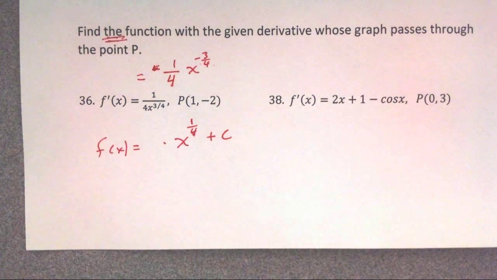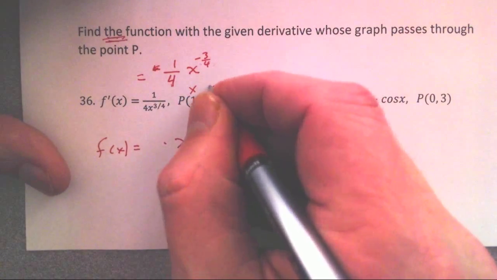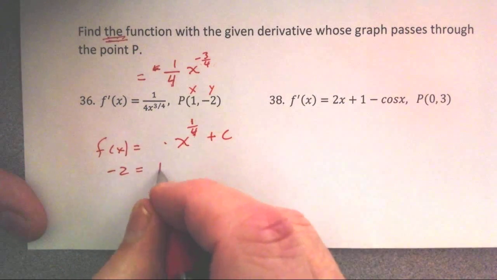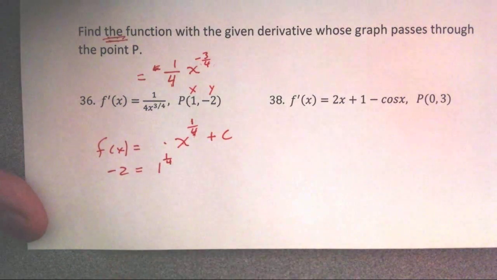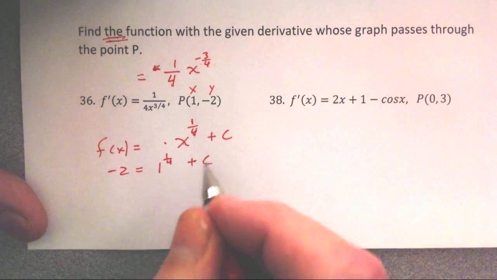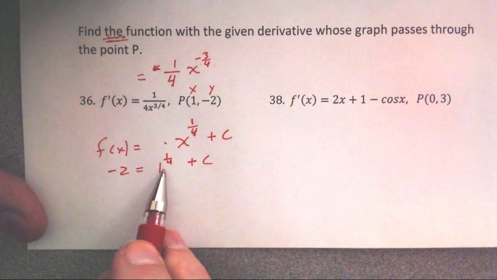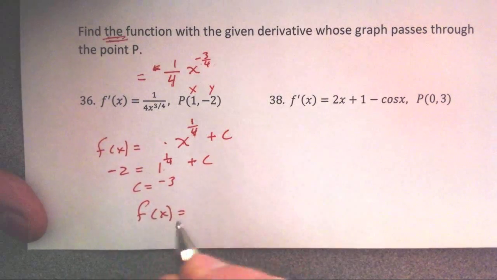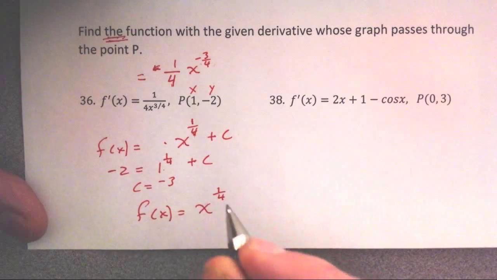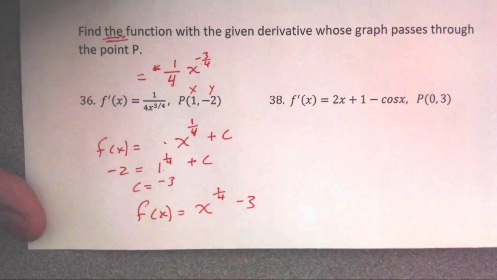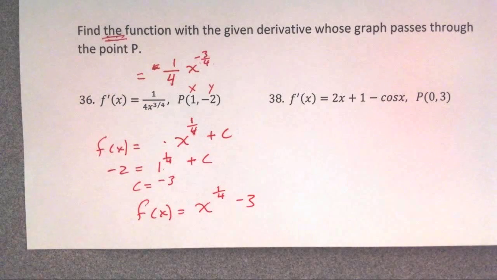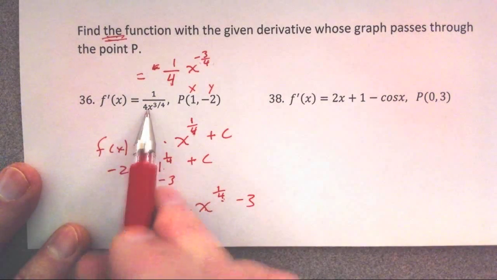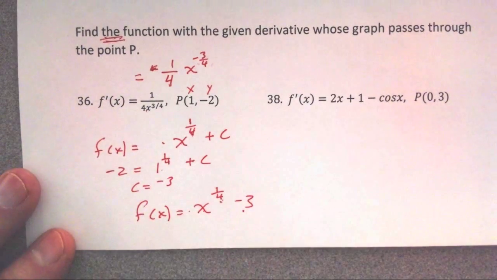We don't want all of them. We want the ones that have an x value of 1 when they have a y value of negative 2. So negative 2 equals 1 to the 1/4 plus c. Well, 1 to the 1/4 is 1, subtract 1, c is negative 3. So our function f of x is x to the 1/4 minus 3. Let's take a look, see if that works for us. Well, sure it does. 1/4 x to the negative 3/4, and the derivative of c is 0.